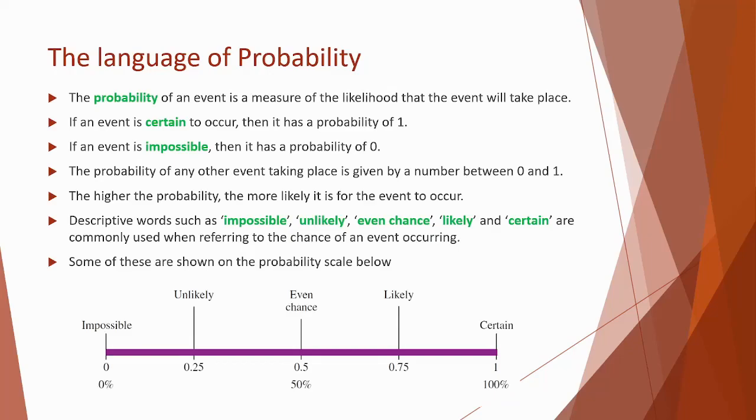So impossible is near 0, certain is up at 1 or 100%, even chance is our 50-50 chance, which is 50% or 0.5. Unlikely is somewhere between impossible and even chance. So we usually say it's around 0.25, but it could be less, it could be a little bit more. And likely is anything more than 0.5, but less than 1.